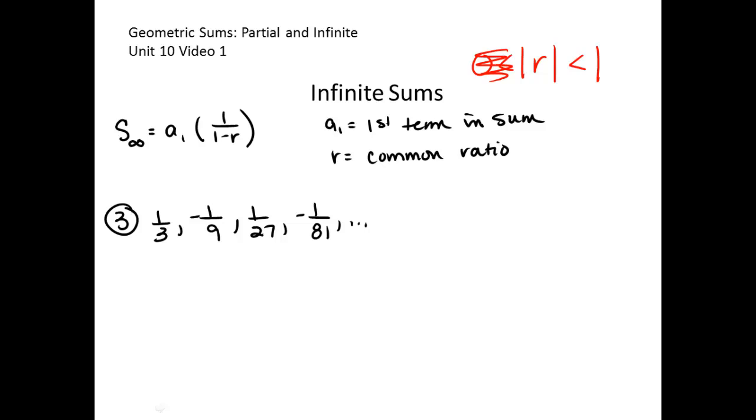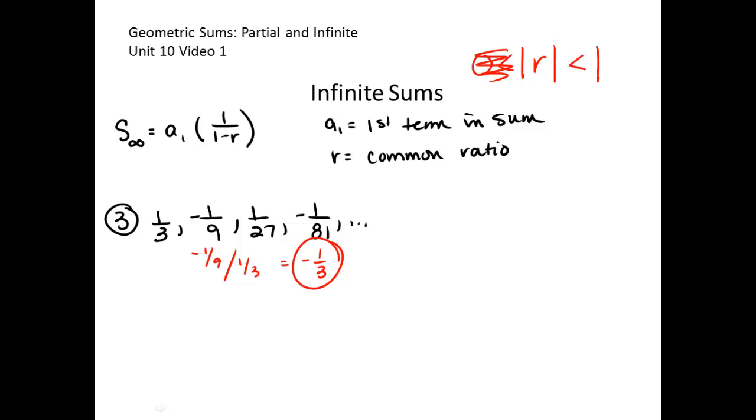All right, so let's go ahead then, and let's start by identifying our R value. I'm going to take negative 1/9 and divide it by 1/3, very carefully. And I'm going to come up with my R value to be negative 1/3. Perfect. It's less than 1. Its absolute value is less than 1. That means I can find an infinite sum.